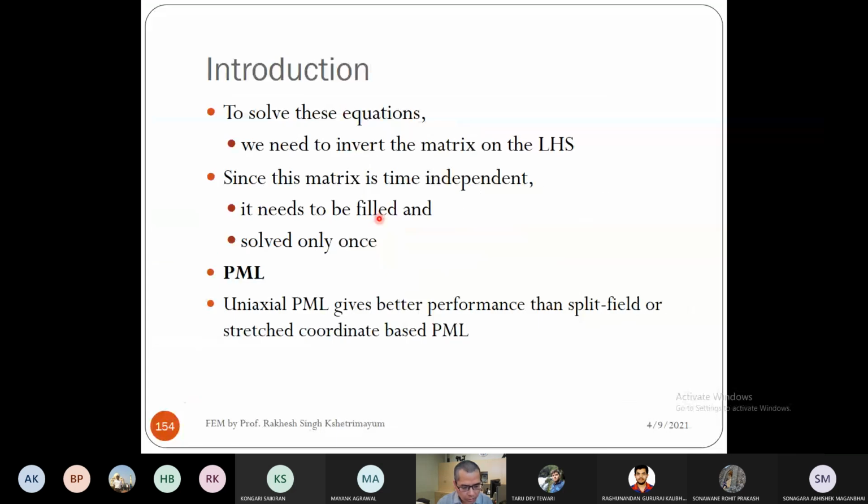So we discussed the finite element time domain method. Since it is a time domain method, you may also require PML layers. The PML layers we have already discussed in detail when we studied FDTD.